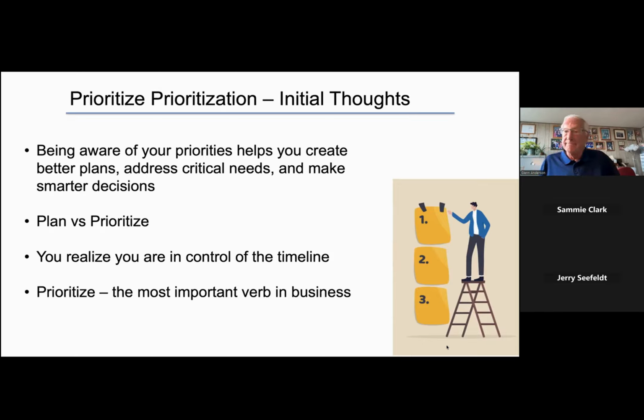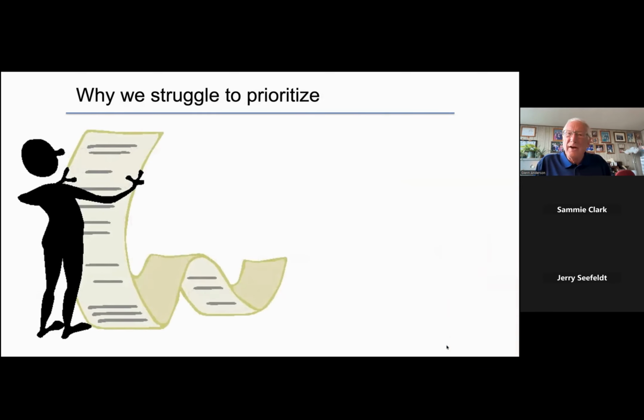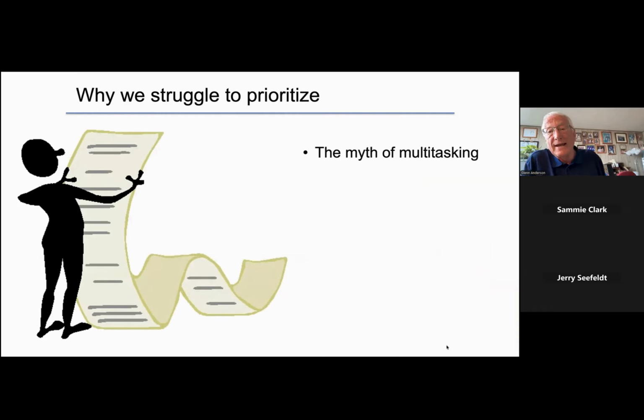Many people will say that prioritize is the most important verb in business. In fact, I would say that if you look closely at your work environment, everything is either a prioritization problem or a prioritization opportunity. So, how do you do this? Why do we struggle? Why do we struggle to prioritize? I mean, if it's so important, as I just said, the most important verb in the business, then why is it we struggle? Well, there is a myth of multitasking.